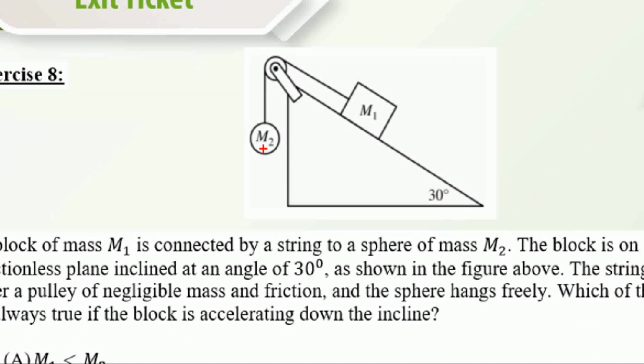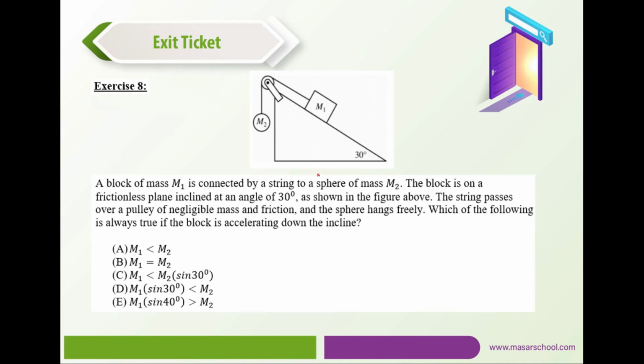So we know that in this case, in order to determine whether it's accelerating along the vertical down or along the ramp down, we need to compare m2 with the modified mass, which is m1 sine 30. If m2 is greater than that, it will accelerate down along the vertical. If this is greater than m2, it will accelerate along the ramp down. So we need to accelerate down the incline, so that would be m1 sine 30 is greater than m2.